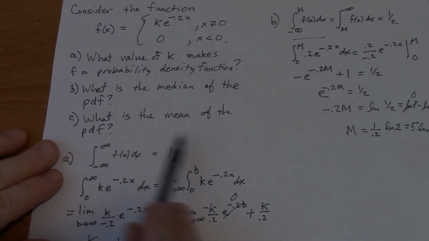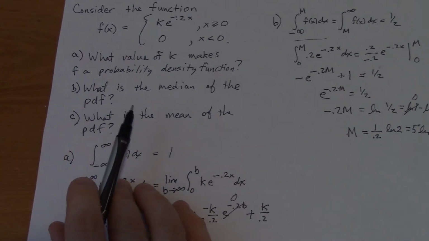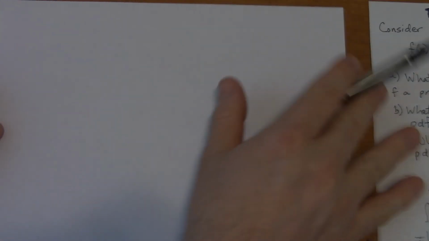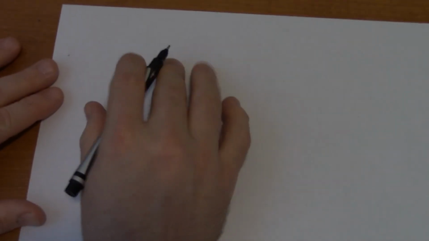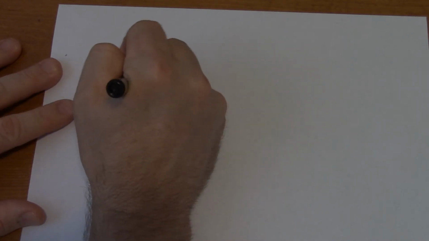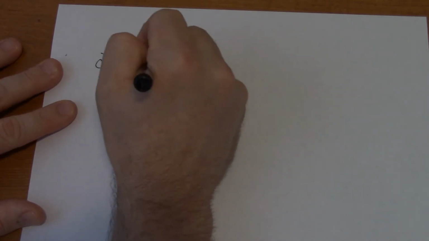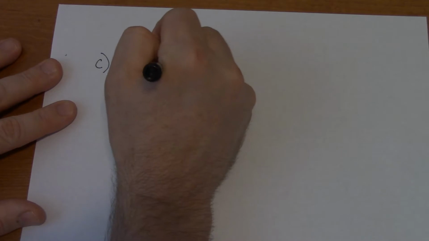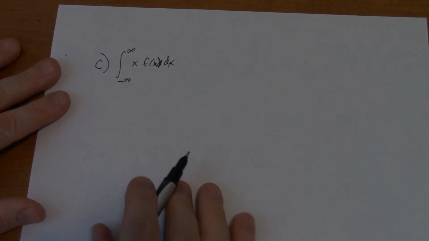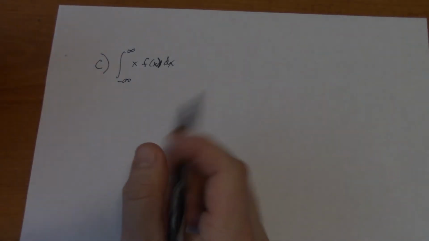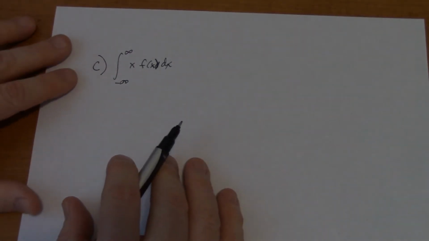We're asked for what is the mean of the PDF. So let me get a new sheet of paper for that. Alright. So for the mean, Part C here, this is going to be the integral from negative infinity to infinity of x f of x dx. Okay, mean here, same as average. Makes, you know, the old saying, average people are mean, right?